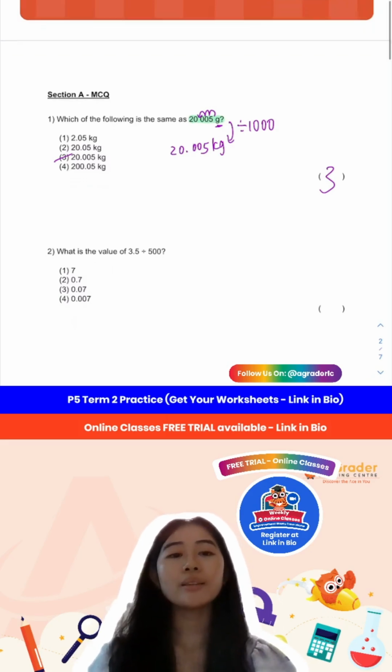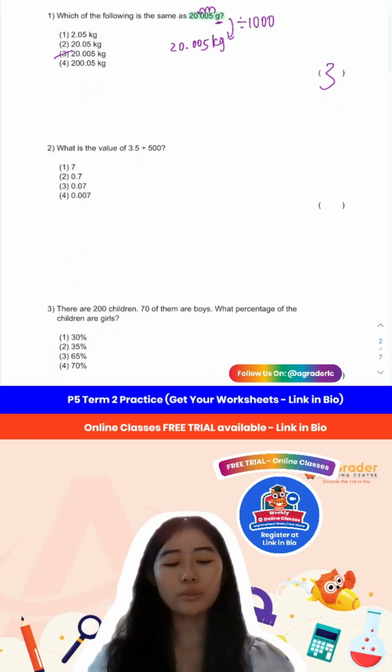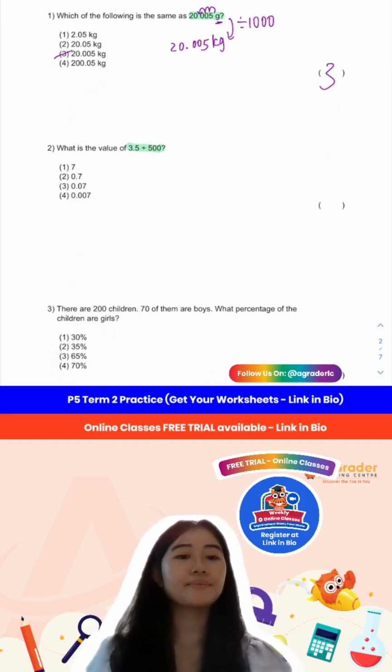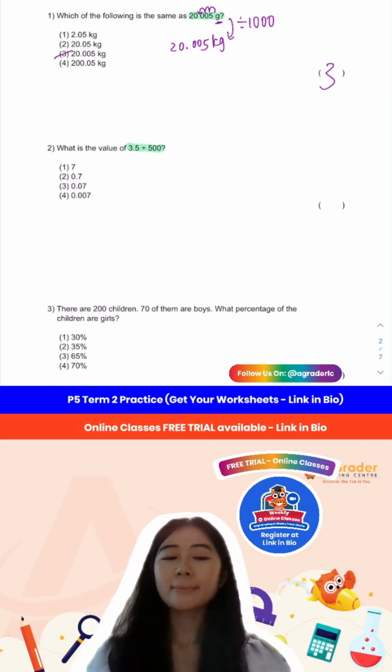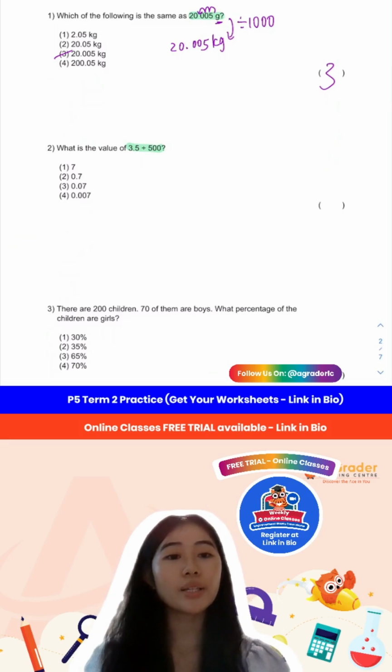Okay, then for the next one, question 2 is asking you, what is the value of 3.5 divided by 500? Let me know your answers. Yuki, I think you gotta try again for this question. Fly, okay, you gotta try again as well. Okay, another 10 seconds to send in your answers. Okay, so most of you say it's 4. Let's see whether it's 4.